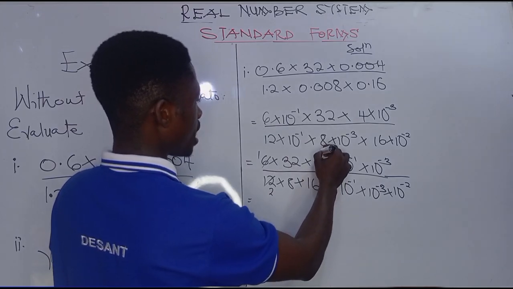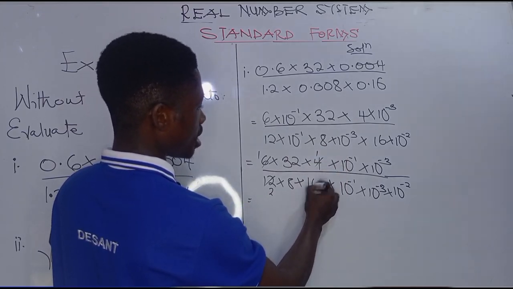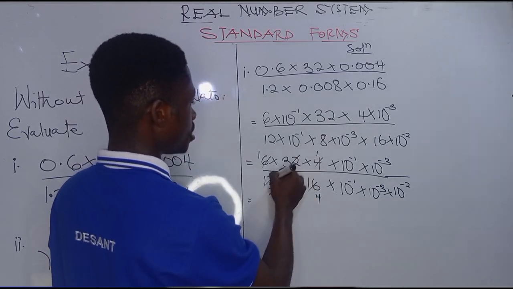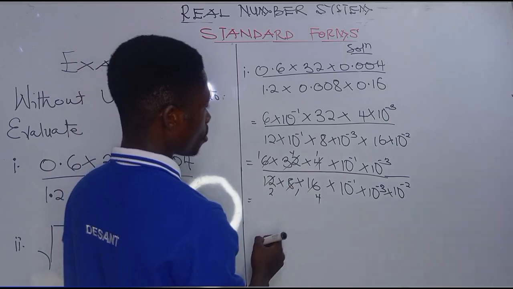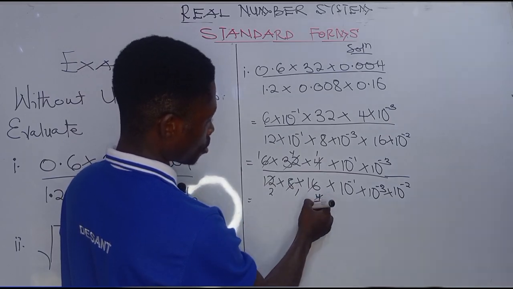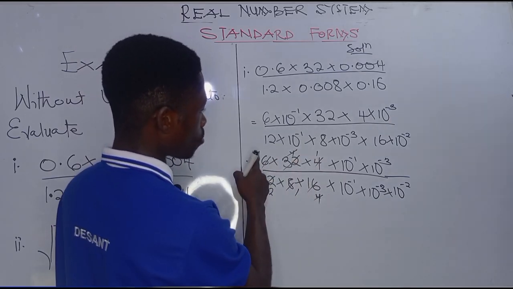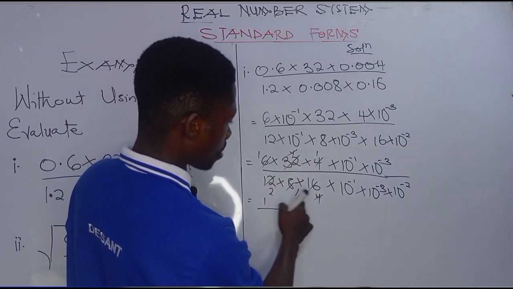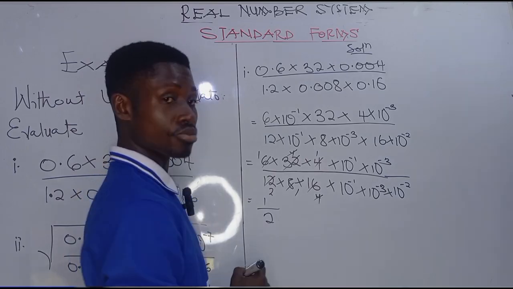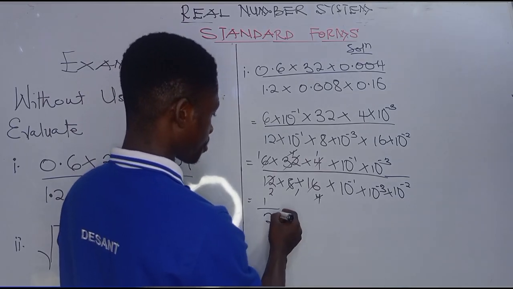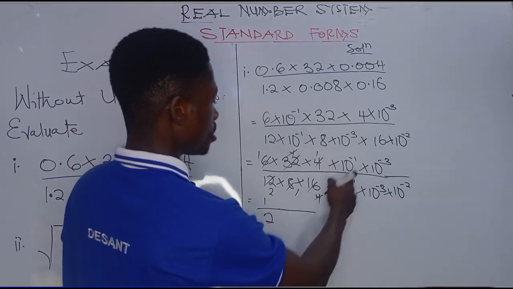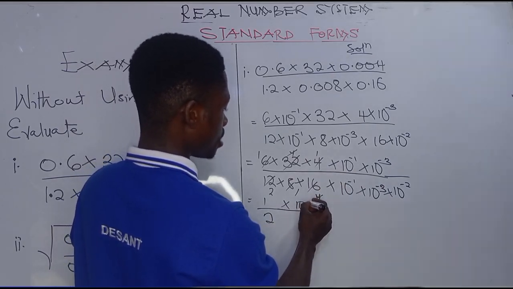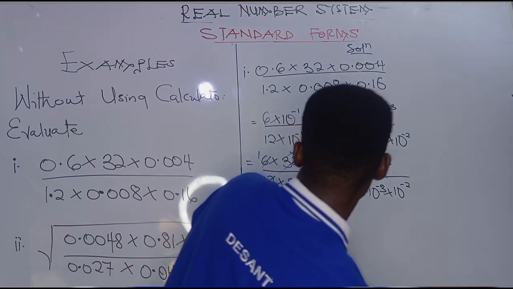4 will go into itself 1, and into 16 we have 4. We also have this into 32, we have also 4. Good. You know 4 is also here. 4 can cancel 4. We are left with 1 times 1, 1. And then we have 2 times what? 1. That gives us what? 2. Good. So we have times 10. Let me write it so that you can see it well.